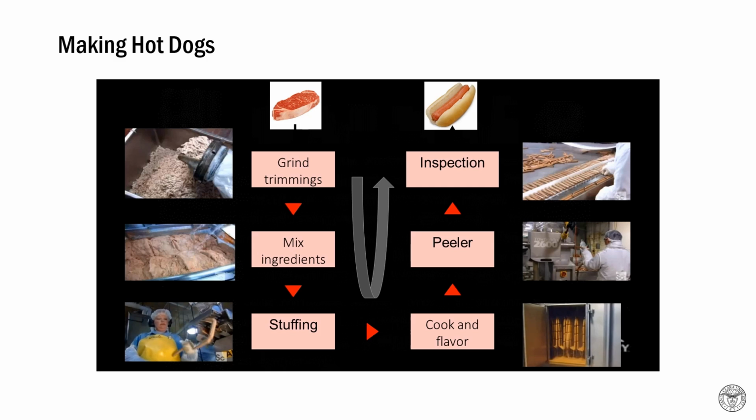Initially trimming the ingredients, mixing them together, stuffing the mixture into casings, cooking and flavoring the hot dogs, peeling the casings if applicable, and conducting inspections to ensure quality and safety. This sequential process highlights the various stages involved in transforming raw ingredients into the final product.